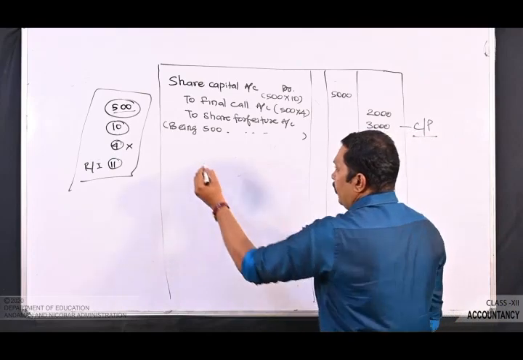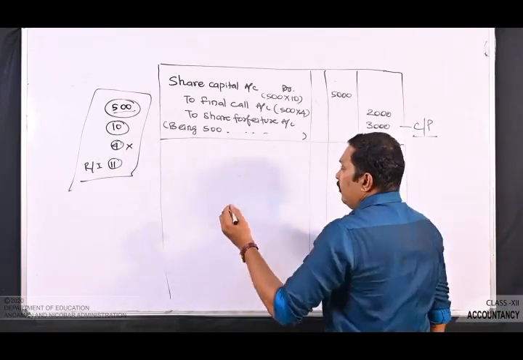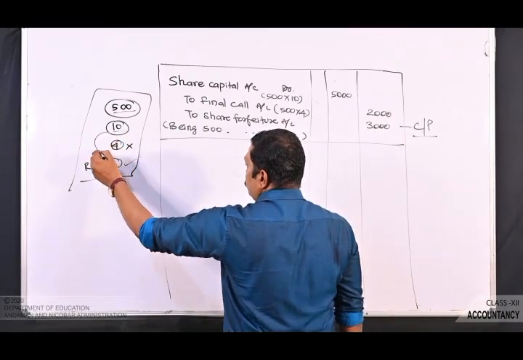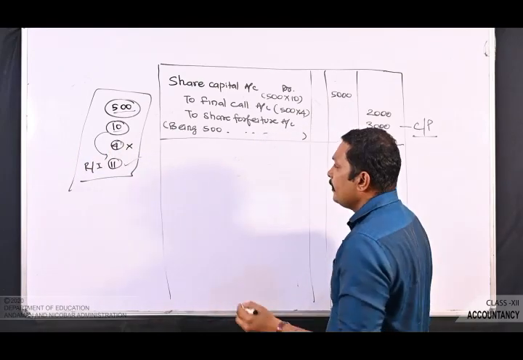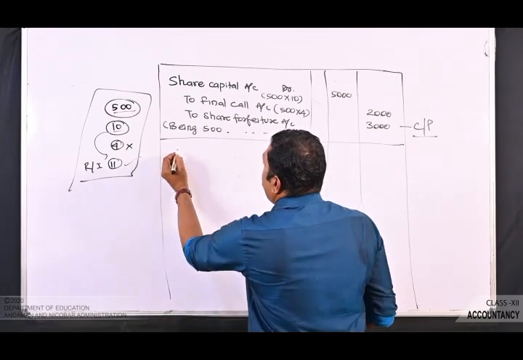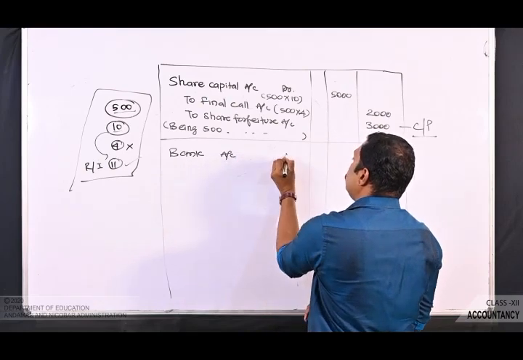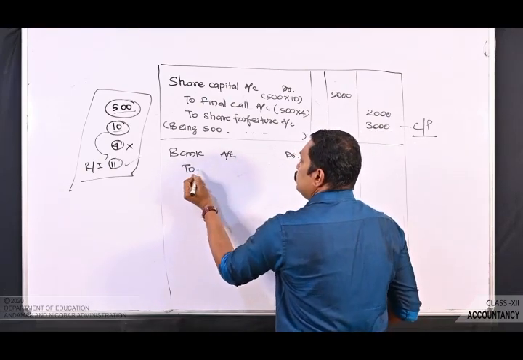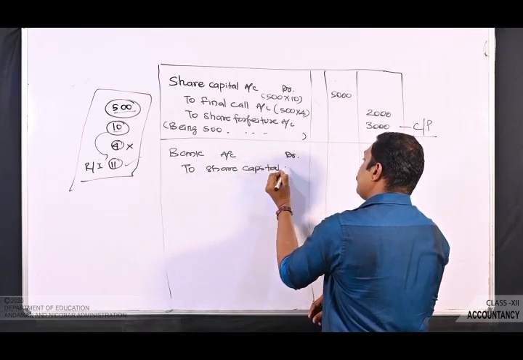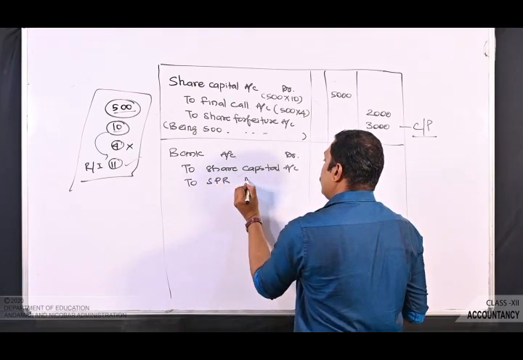Got it? Now we reissue all the forfeited shares for rupees 11. What is the face value? 10, but we reissue at 11, right? So bank account debit to share capital account, to securities premium reserve account.